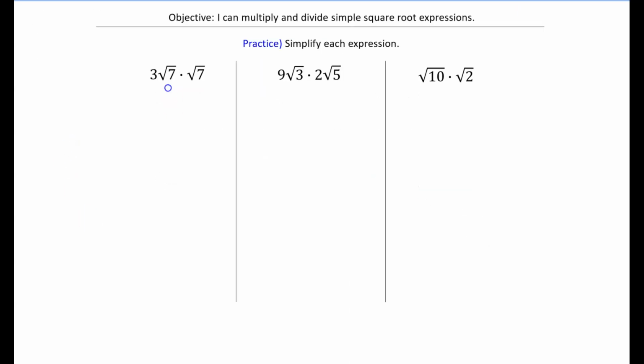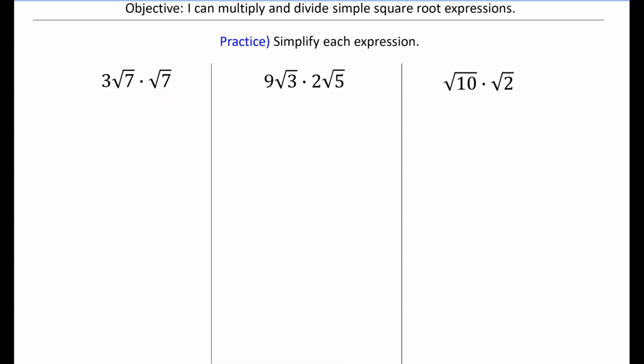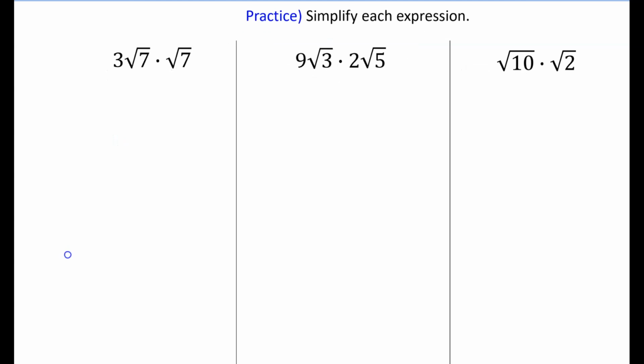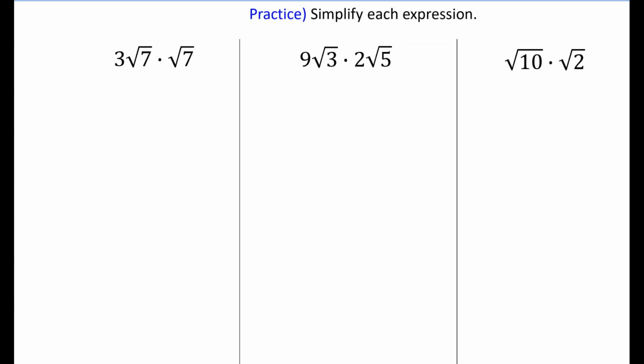All right, here are some practice examples. Here's what we're going to do. I just want you to try one at a time, and then you can unpause me and check, okay? So go ahead, try this example, and then unpause the video, and I'll show you the solution. Okay, hopefully you tried this first one here. We have 3 times radical 7 times radical 7. Well, that's radical 49. And this just gives us 3 times 7, which is 21. Okay, all right. Go ahead, pause, try the next example, 9 root 3 times 2 root 5.